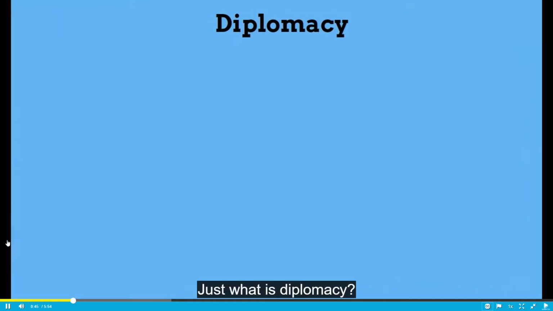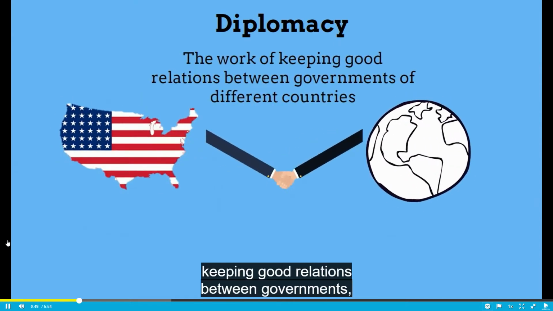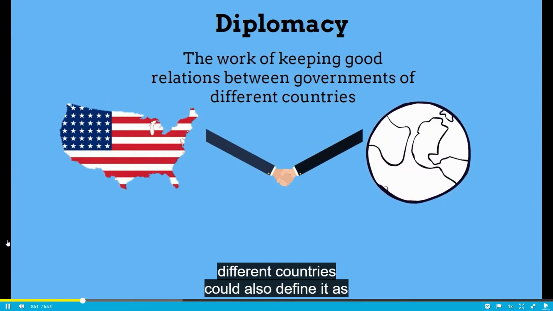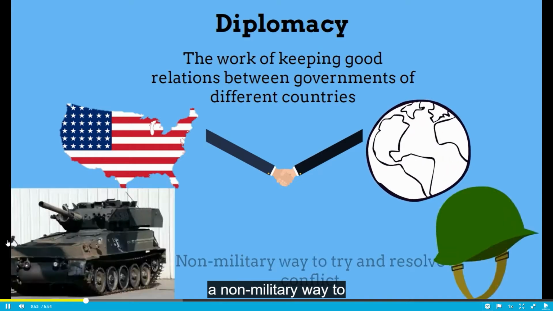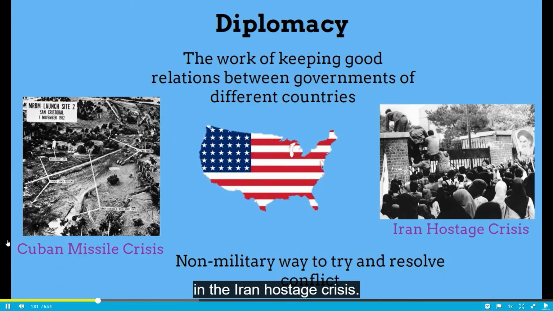Just what is diplomacy? Well, diplomacy can be defined pretty simply. It's the work of keeping good relations between governments of different countries. You could also define it as a non-military way to try and resolve conflict. In this video, we're going to take a look at two conflicts that were resolved with diplomacy: the Cuban Missile Crisis and the Iran hostage crisis.